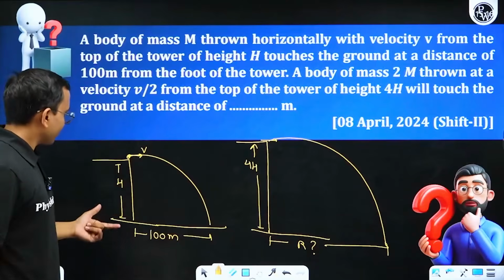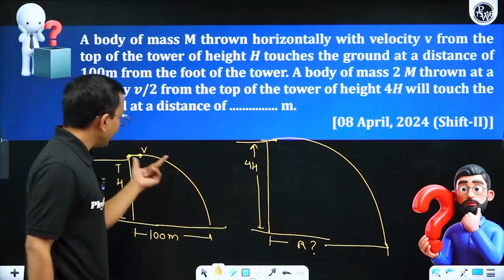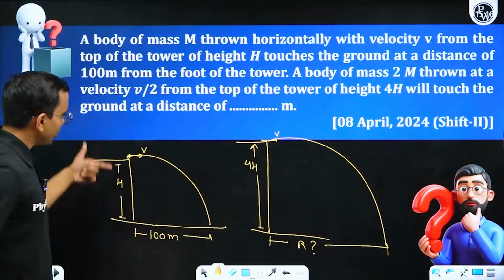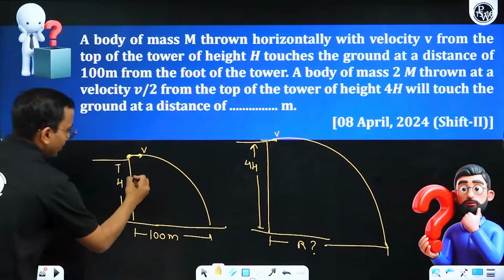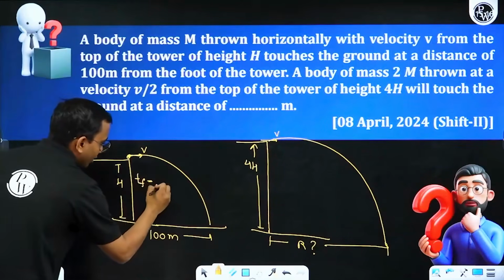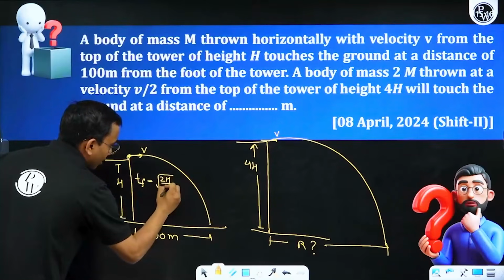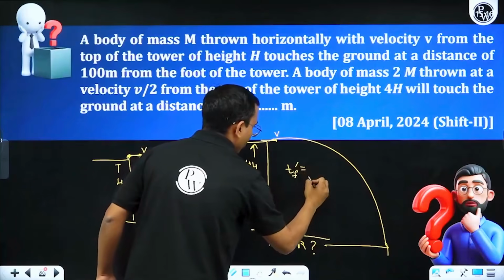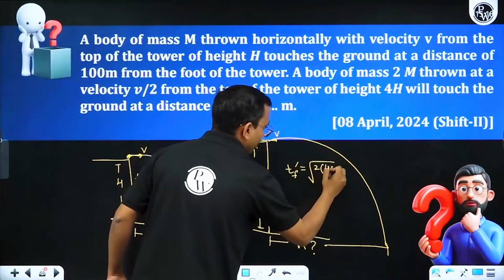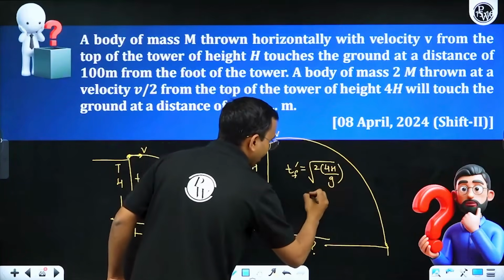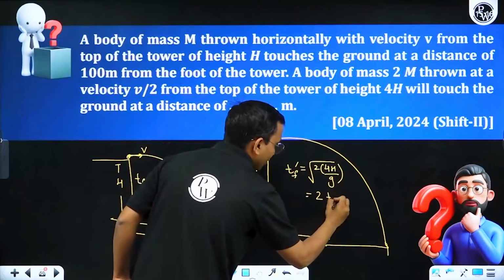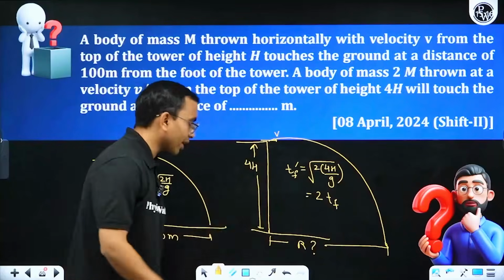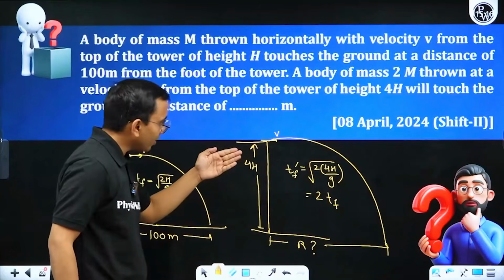Next thing, here the speed is same, here the speed is same, v only. What is changing? T flight is changing. Here T flight is root 2h by g. Here my T flight, Tf dash, will become root of 2 into 4h by g. So T flight is getting twice. If T flight is getting twice, R will get twice because R is u into T flight.